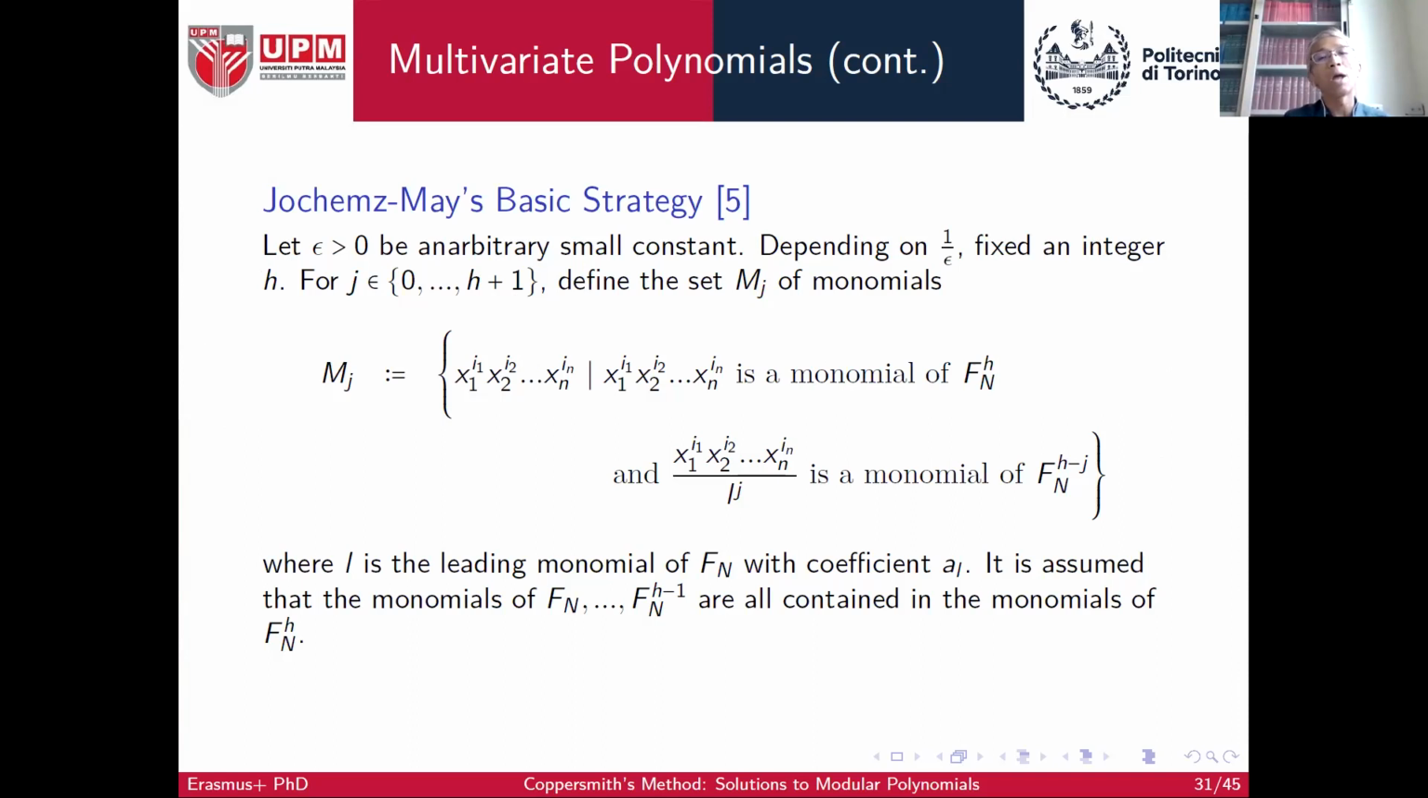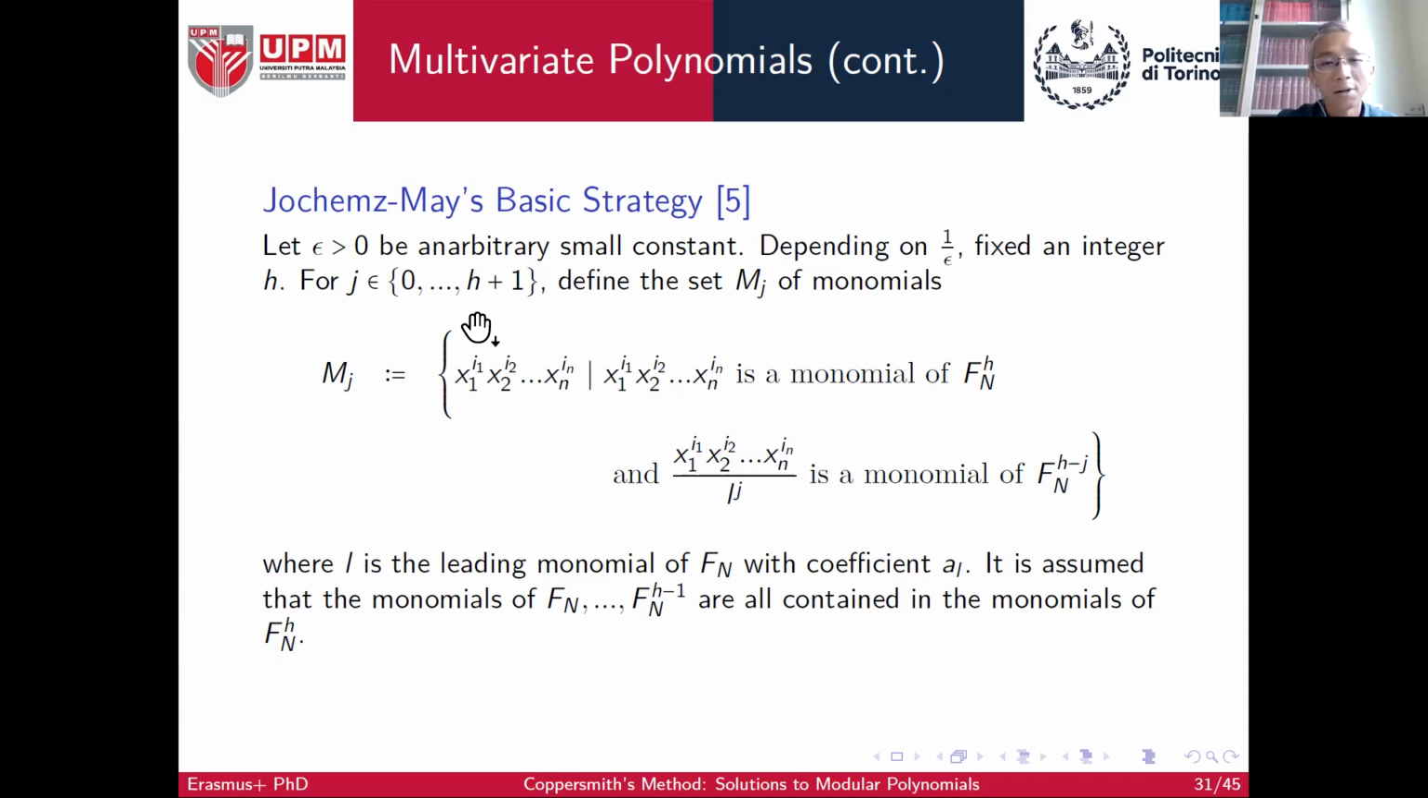So since they are quite related, that's why I prefer to use the Joachim May's strategy in my study in this case. But the only thing that becomes complicated is when defining this set of M_j of monomials, because sometimes it could be confusing, especially when the monomial is not in the set, but you have to include it for the further analysis.